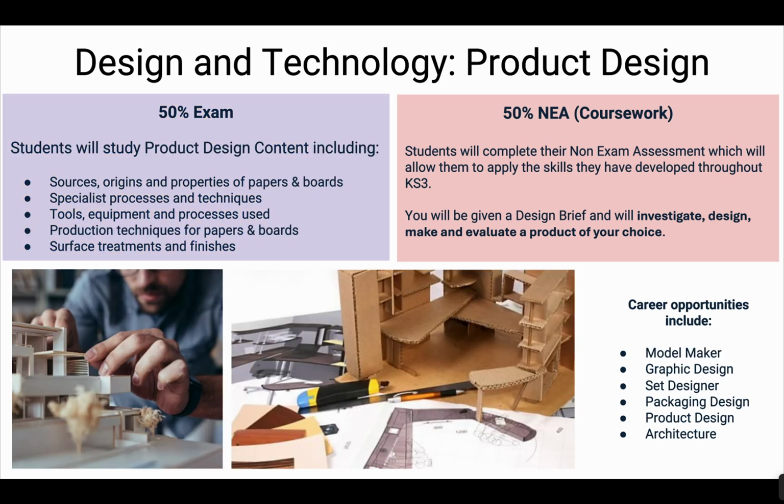Finally, if you want to pick product design, also known as papers and boards, 60% of your exam will be product design specialist area. So sources, origins and properties of different papers and boards, specialist processes and techniques, different production techniques for papers and boards, and surface treatments and finishes. This is a good option if you're interested in model making and architecture, because you'll make a lot of models and you'll play around with different modelling techniques using different papers and different boards and cardboards.